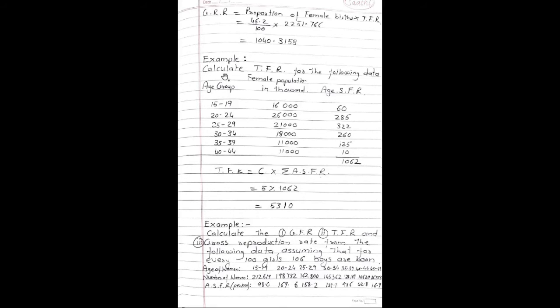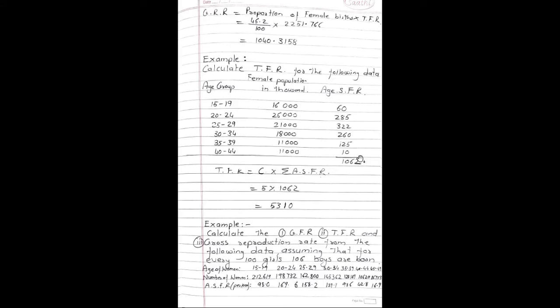Next example, calculate total fertility rate for the following data. They have given us age group, female population in 1000, and age specific fertility rate is directly been given. So it's very easy to calculate total fertility rate. It becomes C into summation ASFR. So in this case, we don't have to calculate anything.